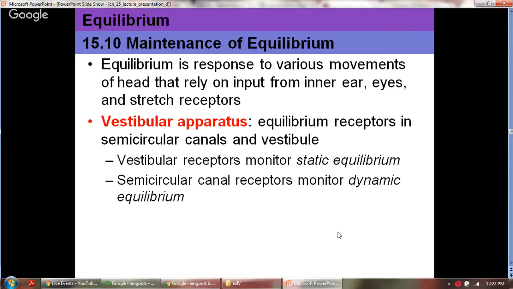We know now that one of the other functions of the ear is equilibrium, playing a role in equilibrium other than hearing. So let's look at how the ear does so. Equilibrium is a response to various movements of the head that relies on input from the inner ear, eyes, and the stretch receptors of the body. The vestibular apparatus is involved in this process. It has the equilibrium receptors in the semicircular canals and the vestibule. The vestibule receptors monitor static equilibrium.